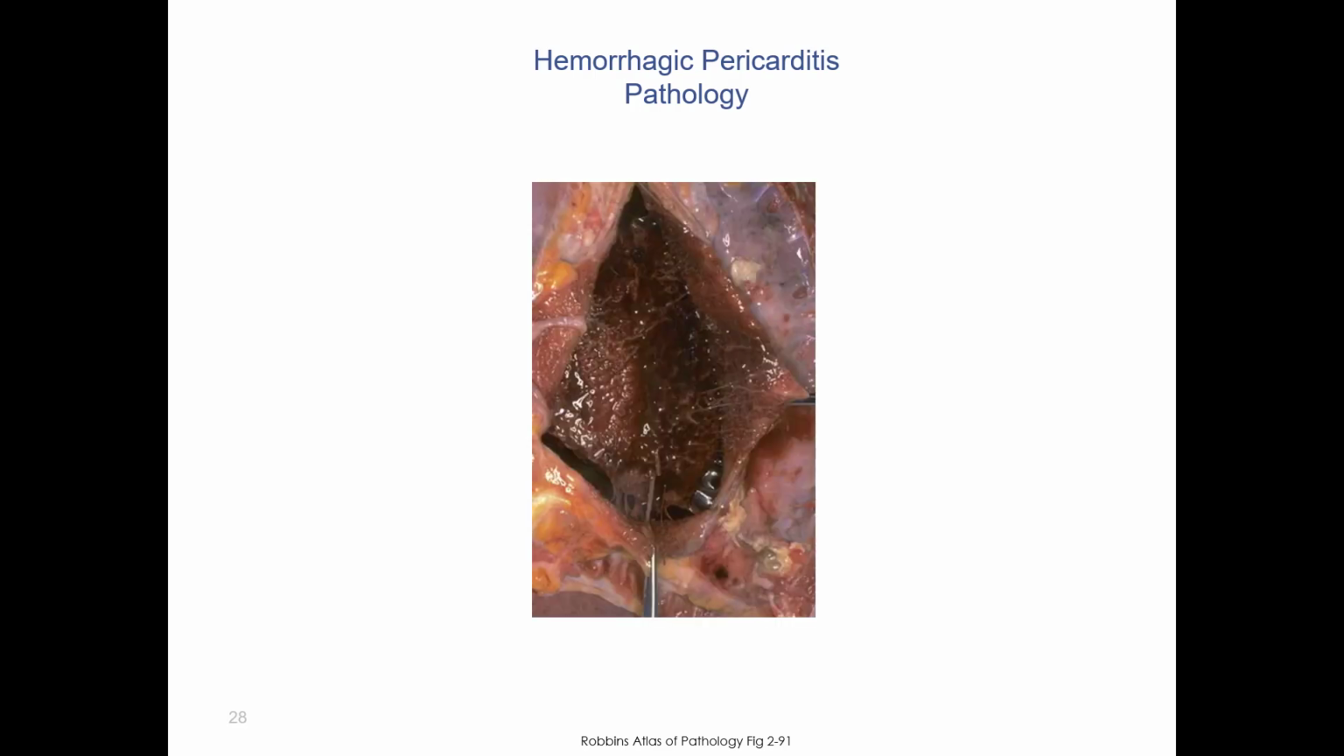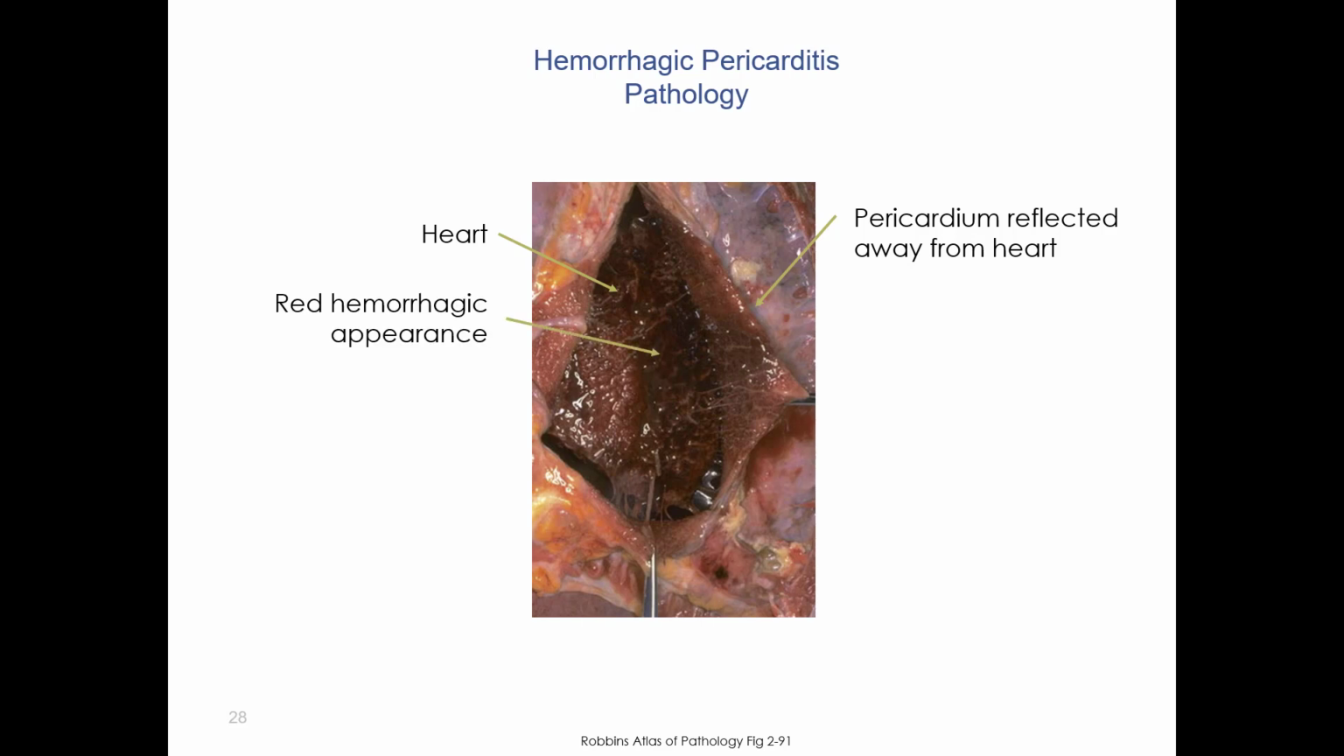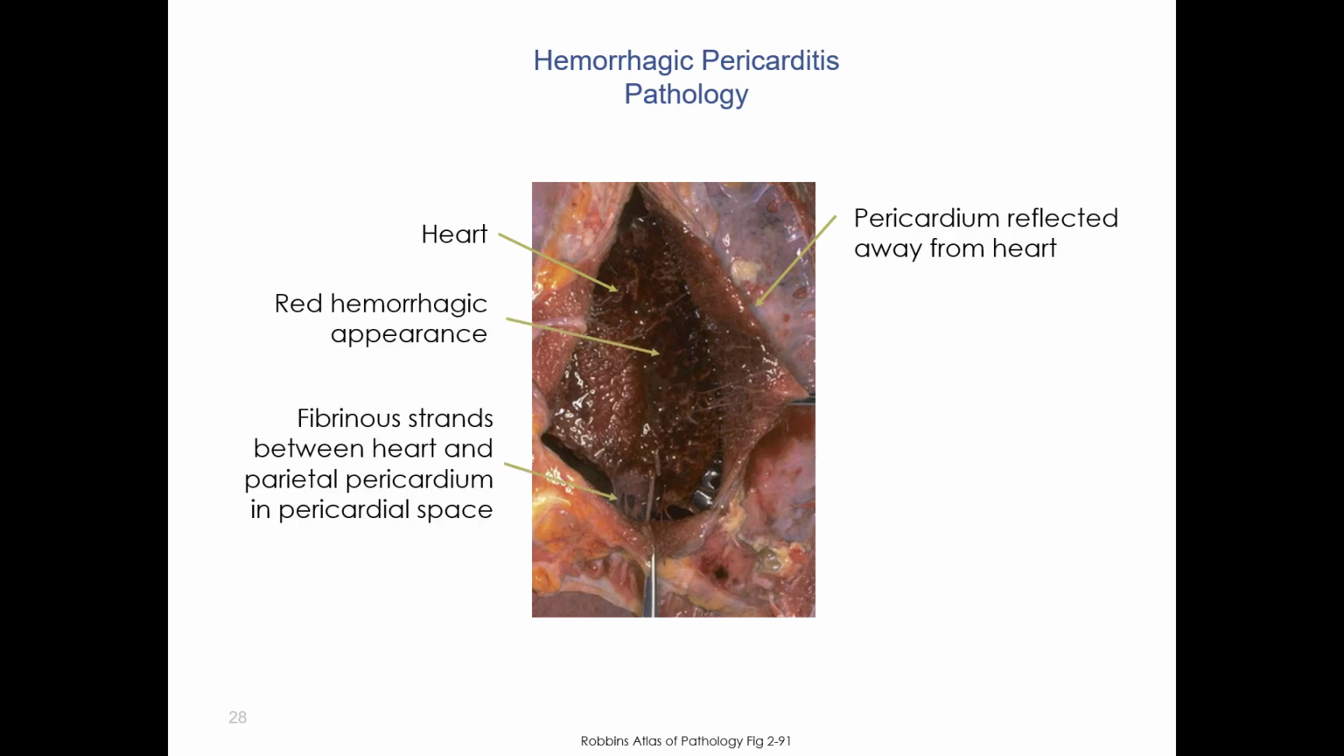Let's take a look at hemorrhagic pericarditis. Here is the heart. Here is the pericardium, which has been reflected away from the heart. This is a red hemorrhagic appearance. Here you can see fibrinous strands between the heart and parietal pericardium in the pericardial space.